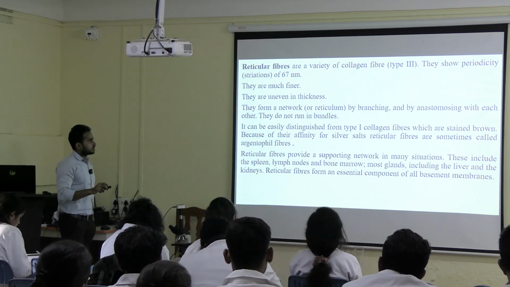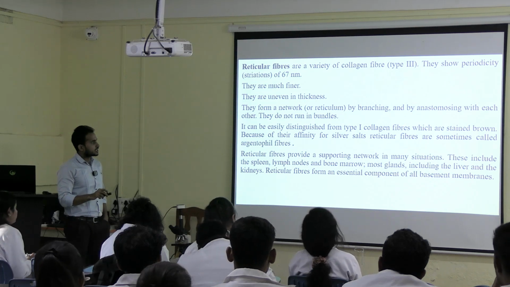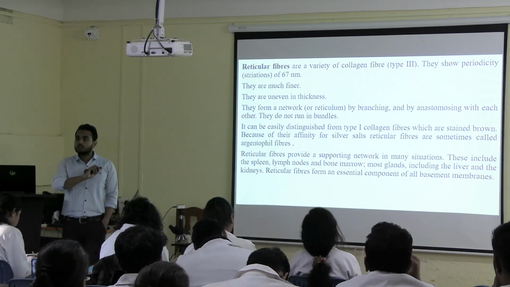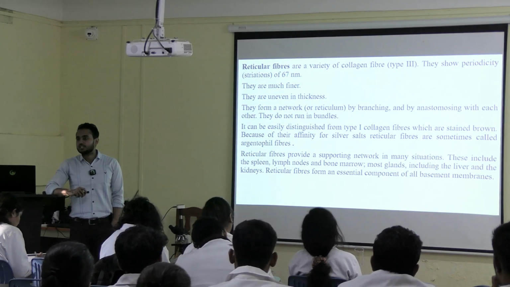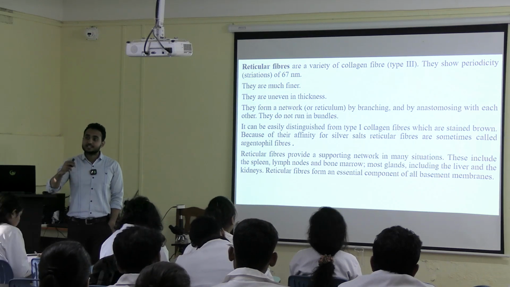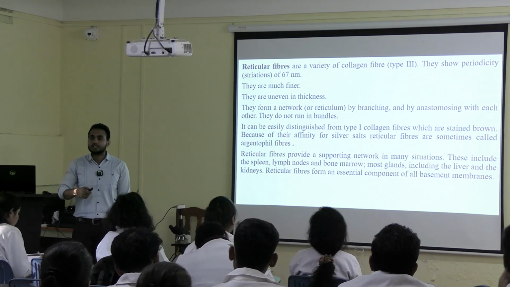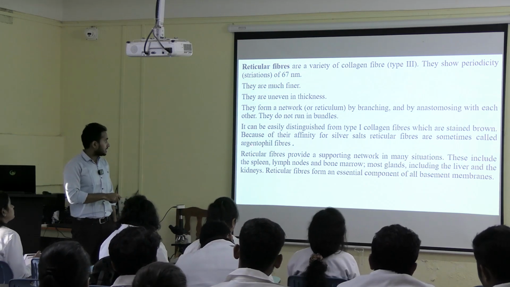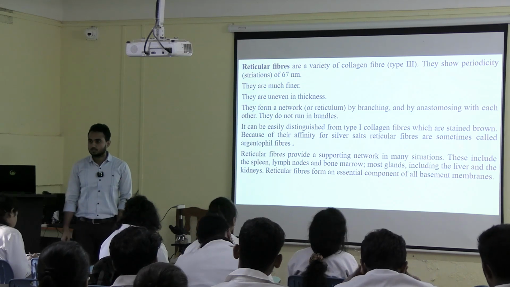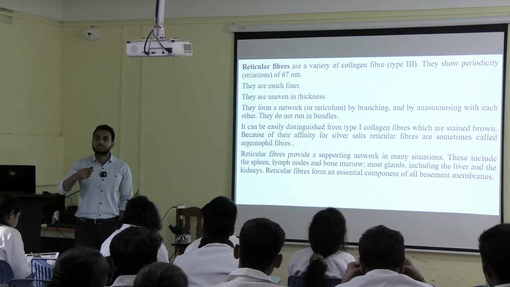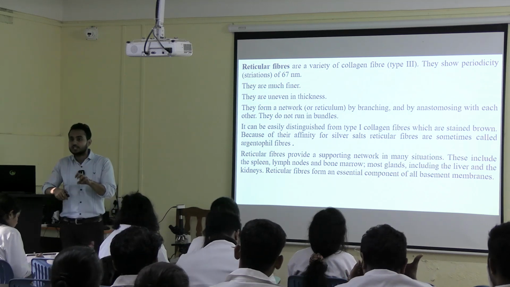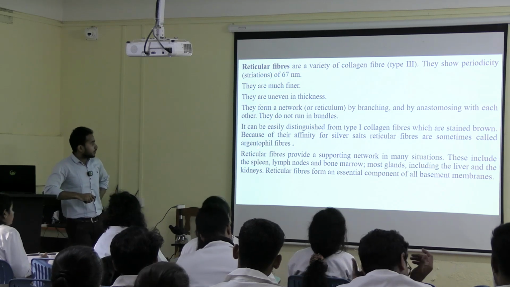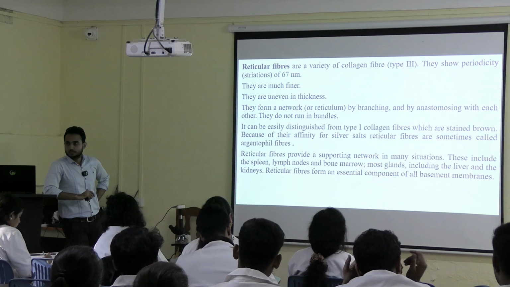Next, it can be easily distinguished from type 1 fibers which are stained brown. Now these particular fibers will not stain with H&E. For that, as I said, a different stain has to be used, and those stains are made up of silver salts. That's why they are also called argentophil fibers. Why? Because they take the stain which is made up of silver salts. So these are the points from where I think short questions may be asked.